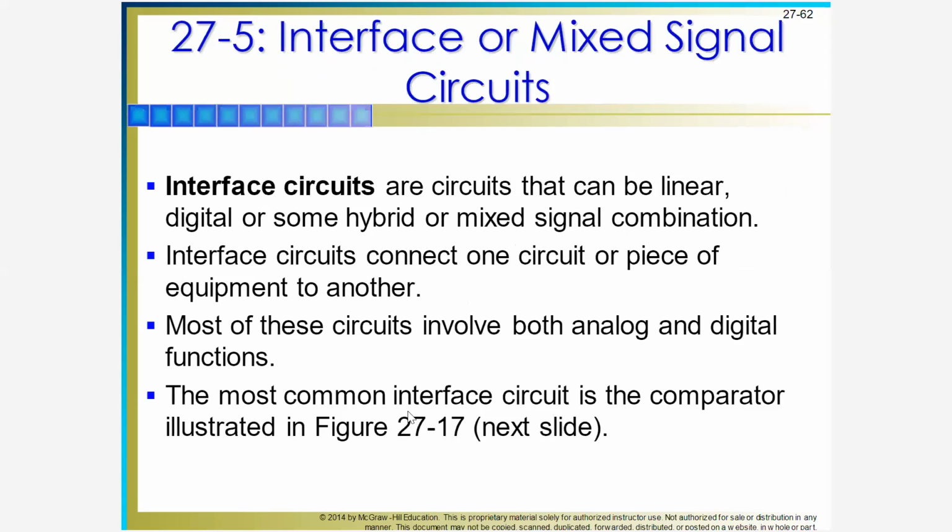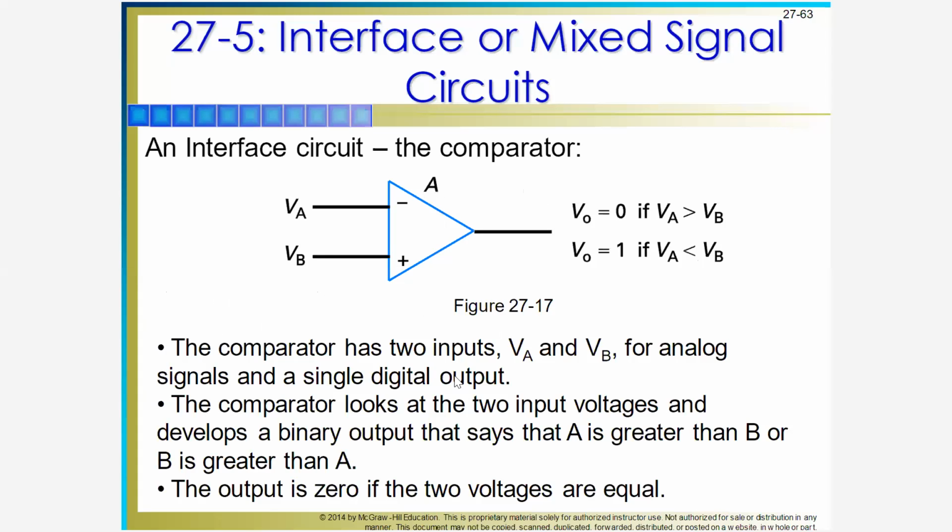What's the common interface circuit? That is the comparator. This shows the schematic diagram symbol. An interface circuit, we have the comparator. It has voltage A negative and voltage B positive. It just compares, so it has two inputs. The comparator has two inputs, A and B, for analog signals and a digital output. The comparator looks at the two input voltages and develops a binary output that says whether A is greater than B. That is the operation.